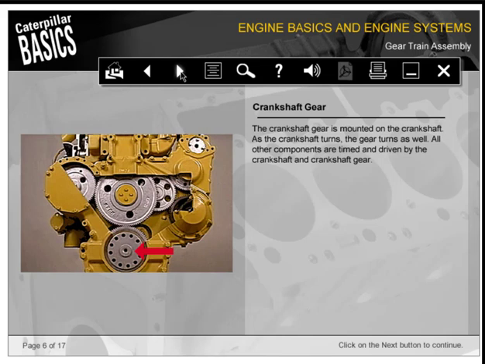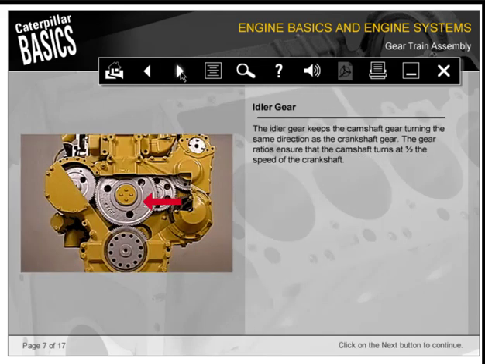The crankshaft gear is mounted on the crankshaft. As the crankshaft turns, the gear turns as well. All other components are timed and driven by the crankshaft and crankshaft gear. The idler gear keeps the camshaft gear turning the same direction as the crankshaft gear. The gear ratios ensure that the camshaft turns at 1/2 the speed of the crankshaft.